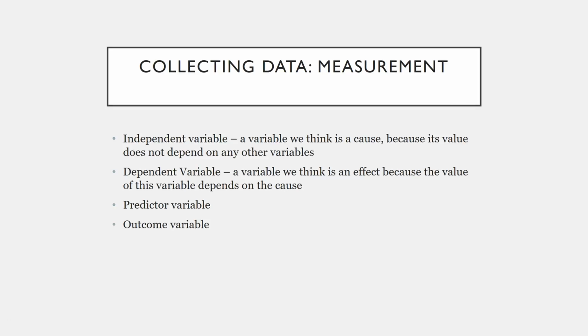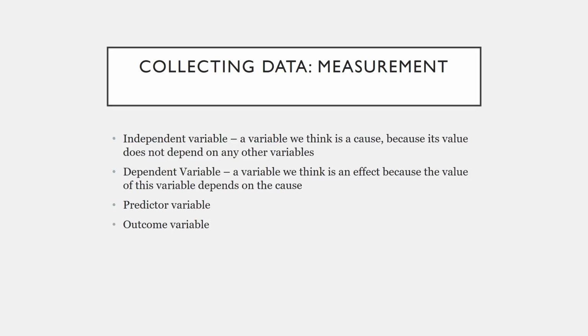An independent variable might be, in our earlier example, the day of the week. If we think that employees are more productive on Tuesdays and Thursdays, then our independent variable is going to be the day of the week, because it is what is determining what we're measuring. So it's a variable that we think is a cause, because its value does not depend on other variables.